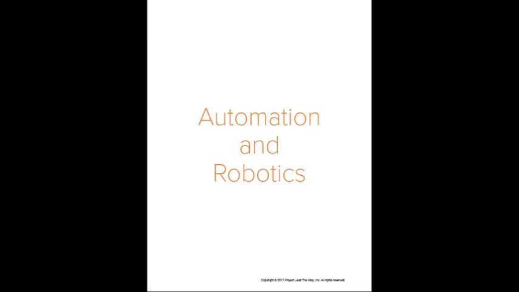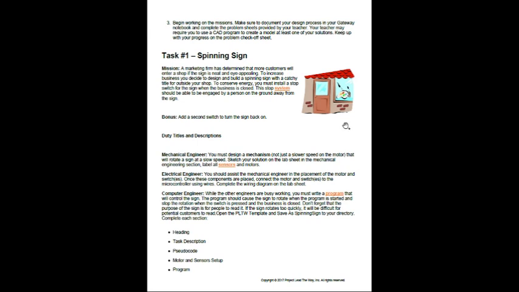Now for the final project of the class. I like to refer to it as the Choose Your Own Adventure project. We're going to go back to the second page of the table of contents where we saw the automation through programming before. We're going to start at task 1, spinning sign.